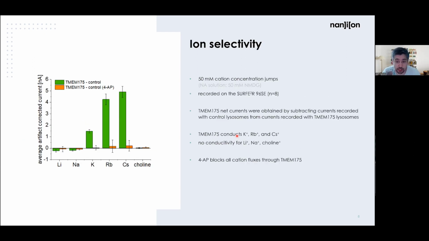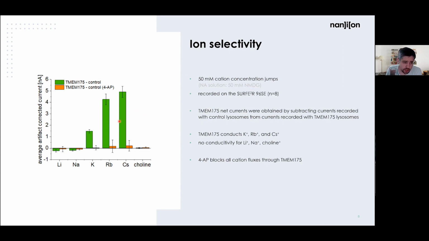The first thing we did was look at the ion selectivity, and we did this by performing 50 millimolar cation concentration jumps against 50 millimolar NMDG. So essentially in the non-activating solution, we had 50 millimolar NMDG, and in the activating solution, we have 50 millimolar of the different cations listed here. And we did the same experiment on the control and on the sample. And here the bars reflect the peak currents subtracted. So essentially TMEM175 peak current minus control peak current.